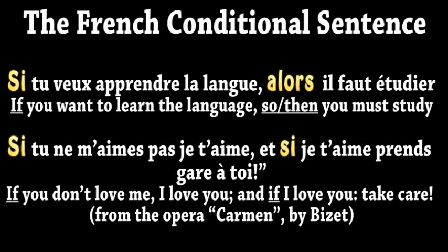So si and alors. Si tu ne m'aimes pas, je t'aime. Et si je t'aime, prends garde à toi. This is a sentence where you would use if and if. If I do this for you, then you do this for me, let's say.